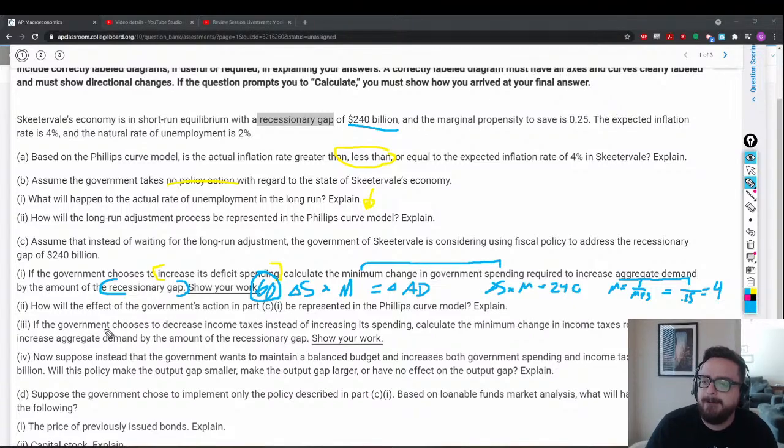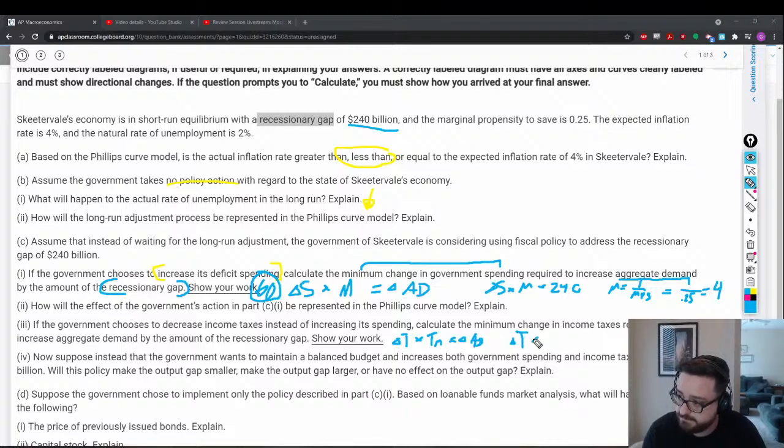Okay, 3: if the government chooses to decrease taxes instead of increasing spending, what will be the change in taxes? It's change in taxes times the tax multiplier equals the change in aggregate demand. It is still going to be something times something equals 240. The tax multiplier is different.